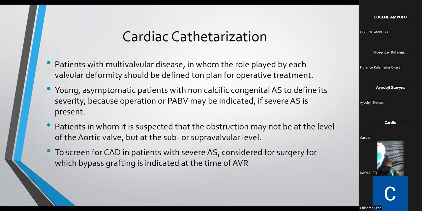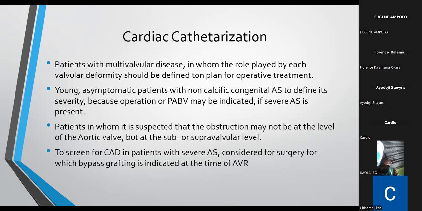A cardiac cath can be done in a patient with multi-valve disease, in which the role played by each valvular deformity should be defined, and you want to plan for operative treatment. Also in a young asymptomatic patient with non-calcified congenital AS, to define its severity, because the operation or the percutaneous aortic balloon valvulotomy may be indicated if severe AS is present.